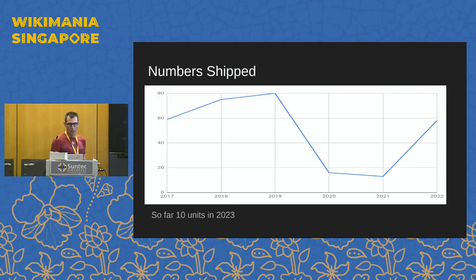With respect to the number shipped, we began manufacturing and shipping these from Wiki Project Med Foundation in 2017, so we've been doing this for the last 5 years. Here's the number of devices we've been shipping over the years, from 60 up to 80, dropping down a little bit during 2020 and 2021, and now we have seen a recent increase in 2022 to about 50 devices.